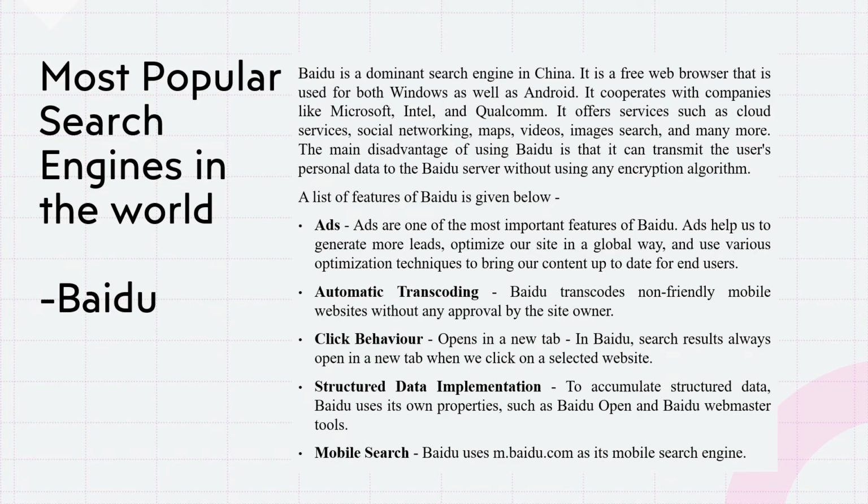Baidu. Baidu is one of the search engines which is dominantly used in China. It is a free web browser that is used for both Windows as well as Android. It cooperates with companies like Microsoft, Intel, and Qualcomm. It offers services such as cloud services, social networking, maps, videos, images search, and many more. The main disadvantage of using Baidu is that it can transmit the user's personal data to the Baidu server without using an encryption algorithm.